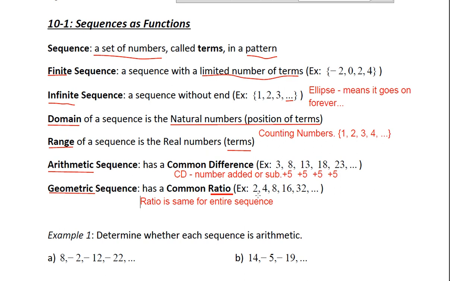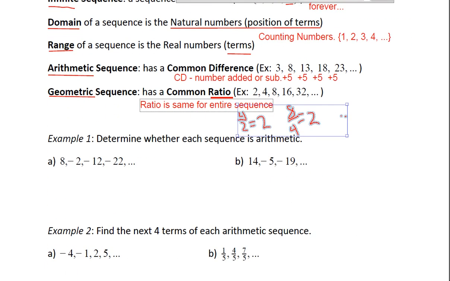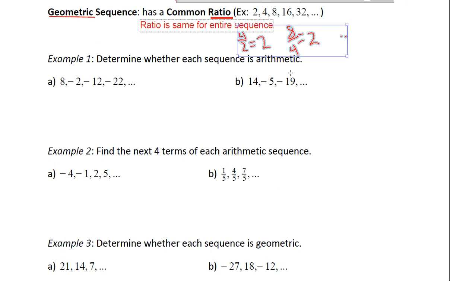If we look at 2 to 4, then what we'll do is take 4 over 2 and get 2. And we'll take 8 over 4, and that simplifies to 2. And so on. Let me put an ellipsis here. And we'll practice that later on. Because it's common between these two and all of these terms to get from one to the other, it's a geometric sequence.